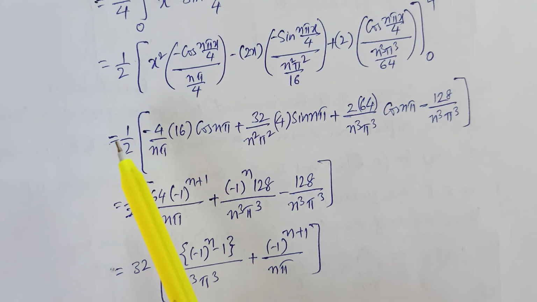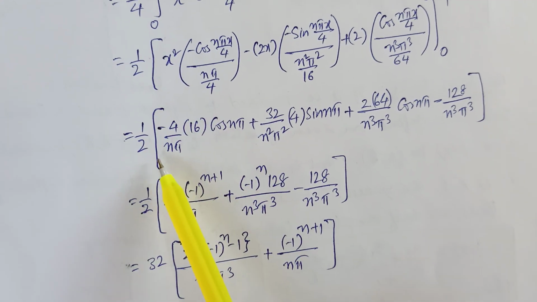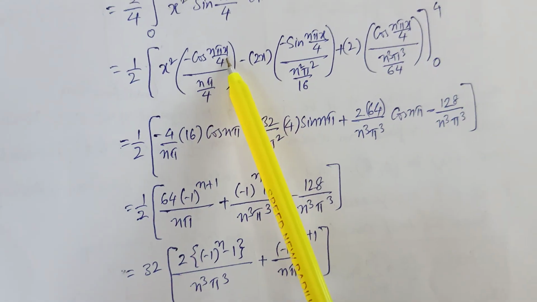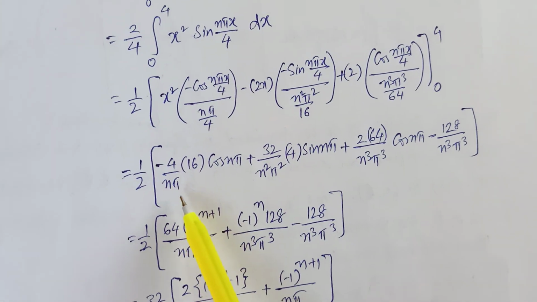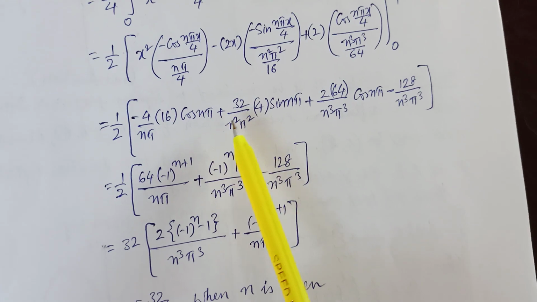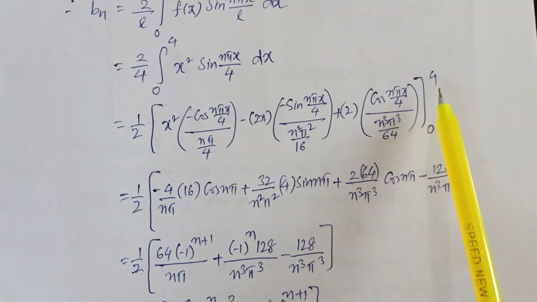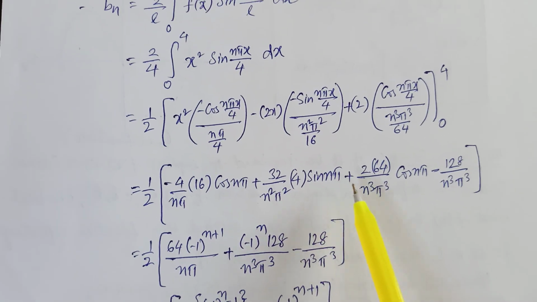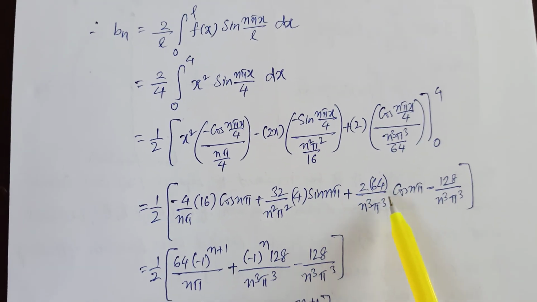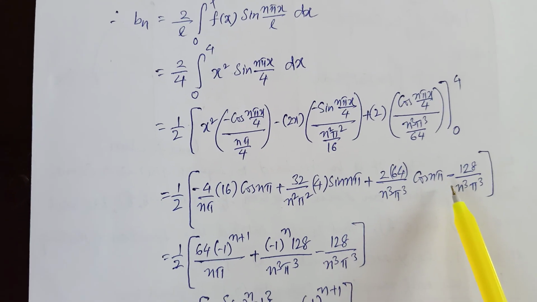Now here 1 by 2. If I take the upper limit 4 in place of x, what I'll get here is minus 4 by n pi into 16 cos n pi. Plus similarly, if we take the upper limit there, 32 by n square pi square into 4 sin n pi, and 2 into 64 by n cube pi cube cos n pi.